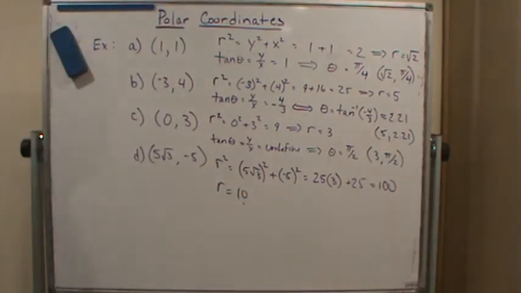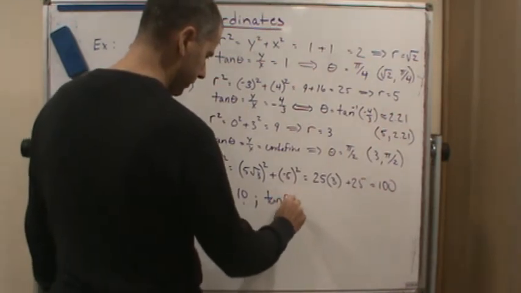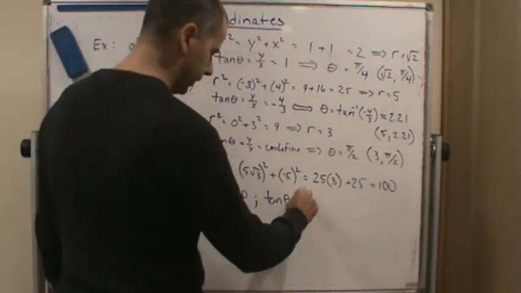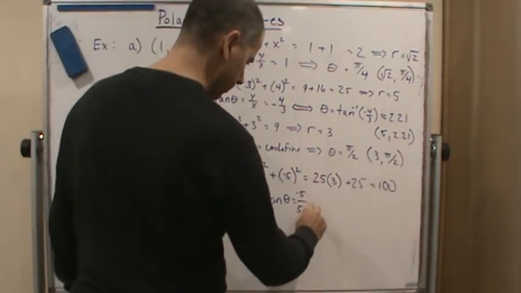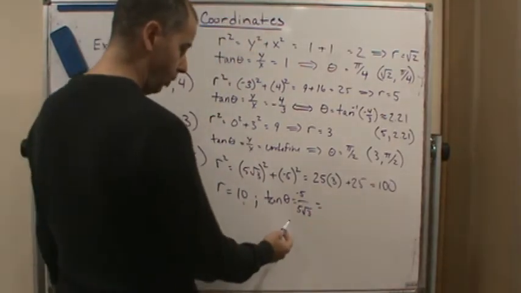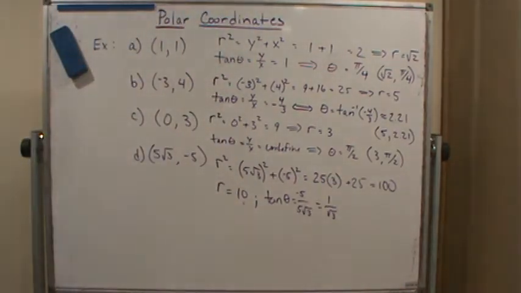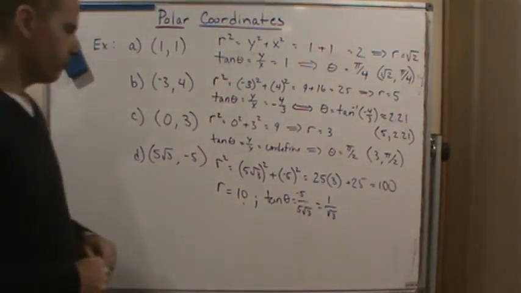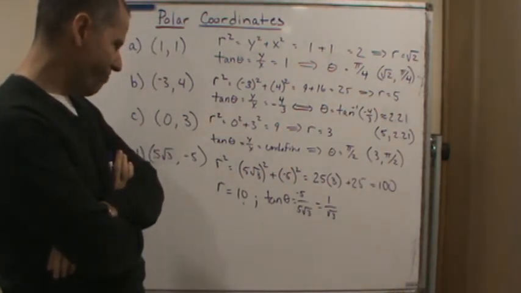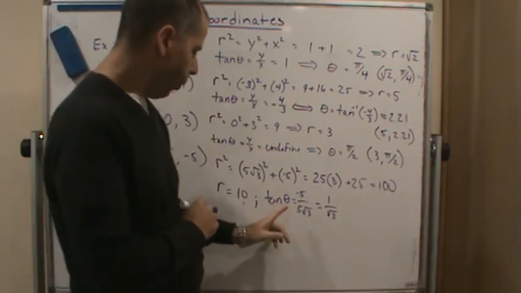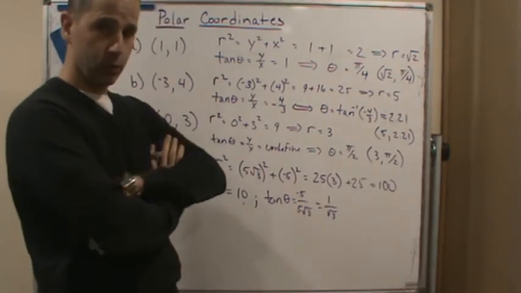10. Okay, so now let's do the tangent, right? So tangent theta equals y over x. So it's going to be negative 5 over 5 root 3, which equals 1 over root 3. Okay, so now here, what do we get? The tangent of what angle equals 1 over the square root of 3?